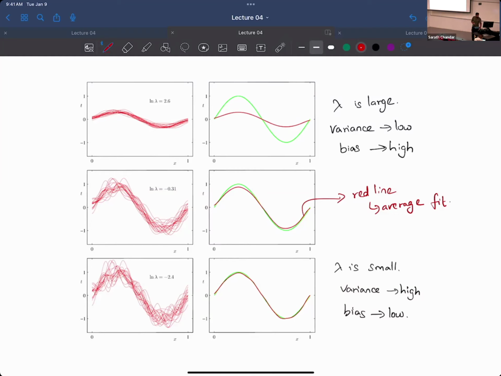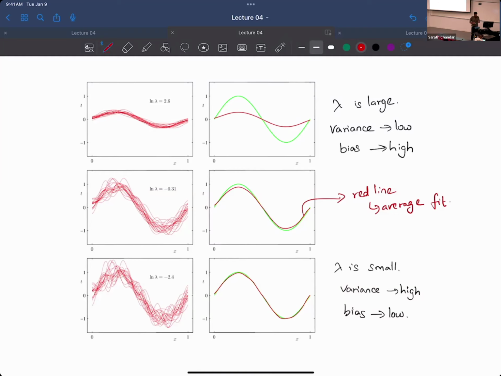Yeah. You said that the bot is okay. The individual models might be overfitting. They might be overfitting.